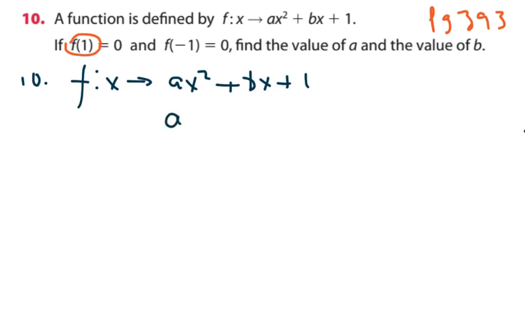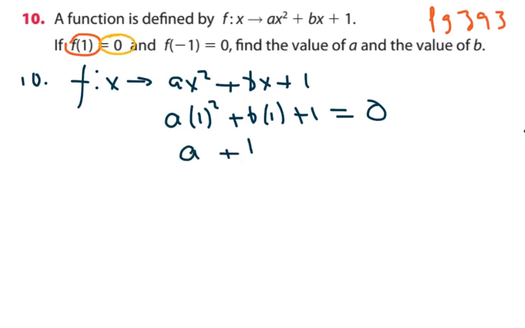So that means we're going to get a by 1 squared plus b by 1 plus 1, and we're told that that's equal to 0. There's the 0. So that is equal to 0. And if we simplify that, we're going to get a plus b plus 1 is equal to 0. And that's our first formula. Okay, so we define the value of a and b.